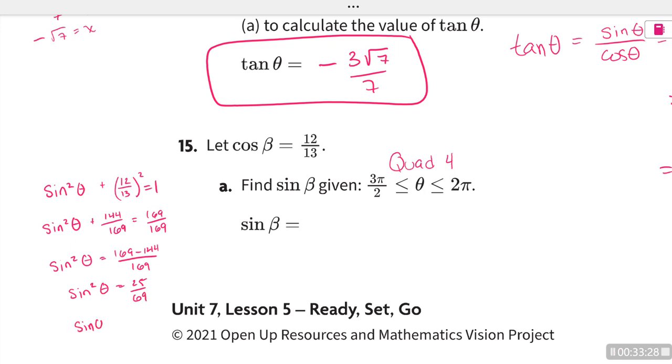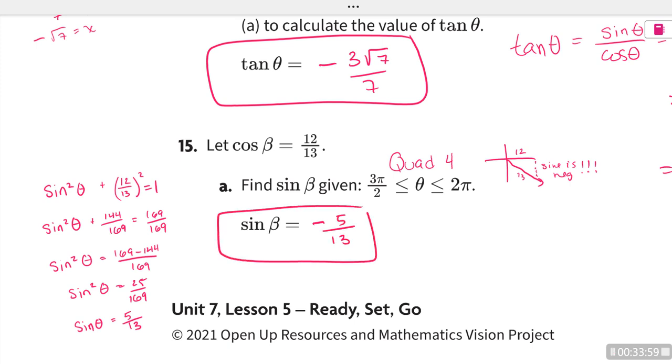So sine of theta, the square root of 25 is 5, and the square root of 169 is 13. So let's think, is sine positive or negative in quadrant 4? So we're down here where cosine is positive, 12 over 13, but sine is negative. So we're going to have negative 5 over 13.